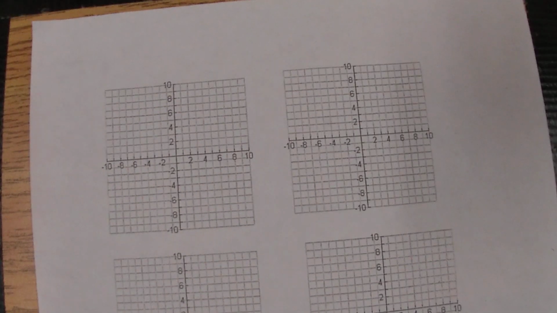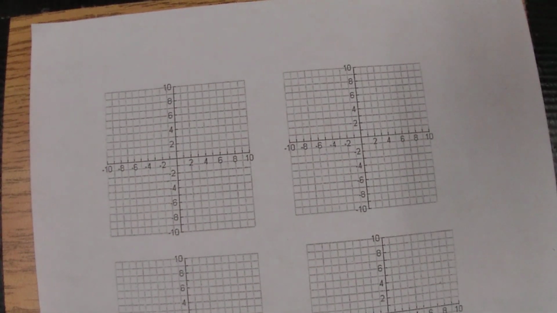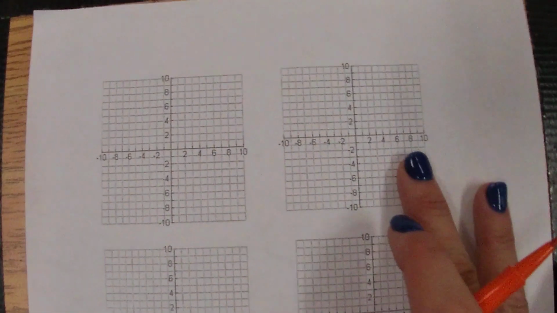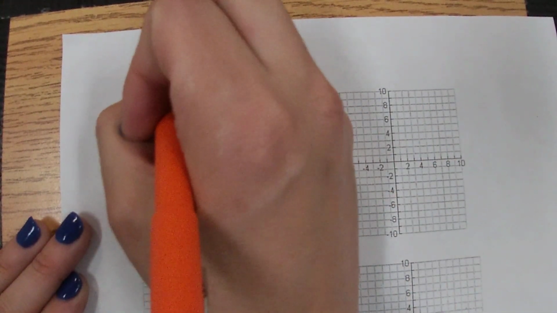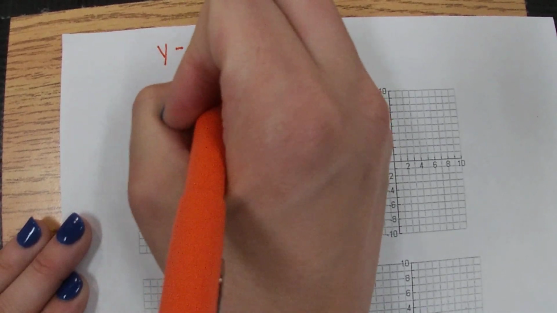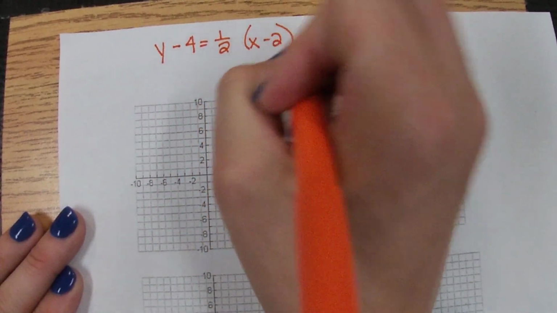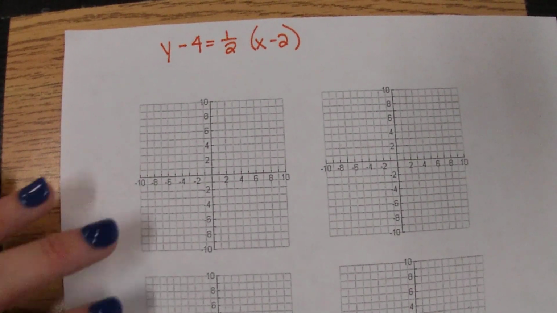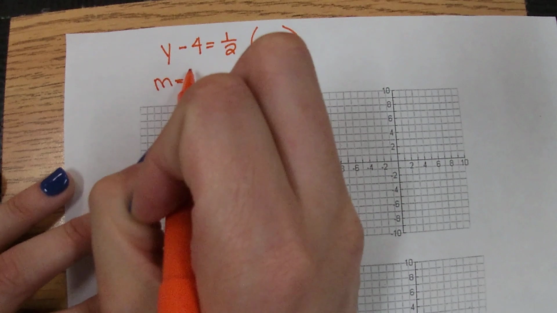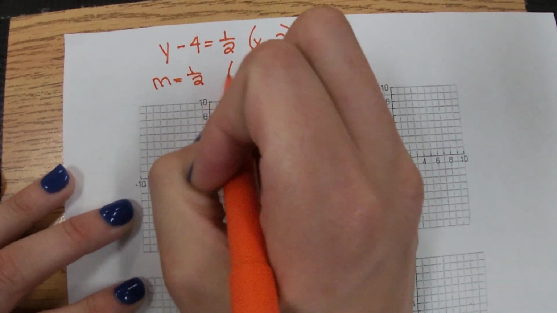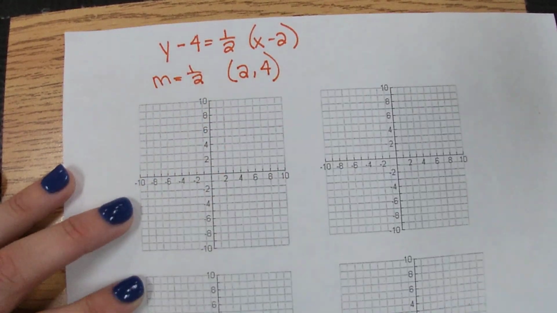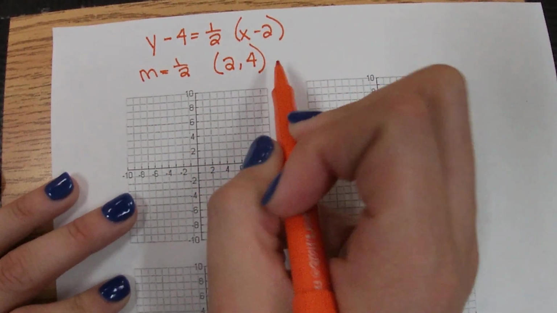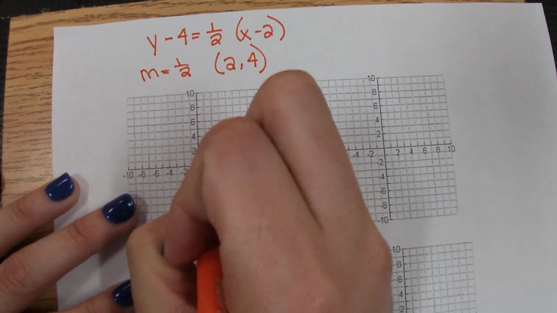So if I want to graph, I'm doing these same two equations that were in our notes. So I'm just going to take these and now I'm going to graph them. If I want to graph y minus 4 equals 1/2 times x minus 2, the first thing I'm going to do is find the important information. We already said that our slope is 1/2 and that our point is (2, 4). So I am going to plot the point (2, 4).